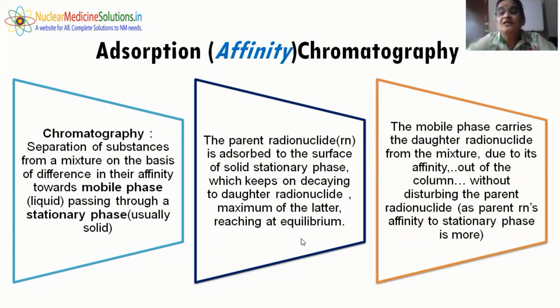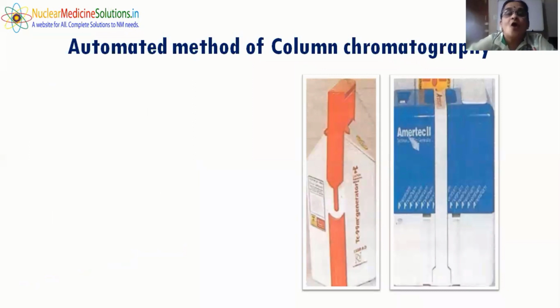The mobile phase carries this daughter radionuclide from the mixture out of the column due to its affinity, without disturbing the parent radionuclide, as the parent radionuclide's affinity to the stationary phase is much higher, staying at home. Okay. Now, the automated method of column chromatography generator.